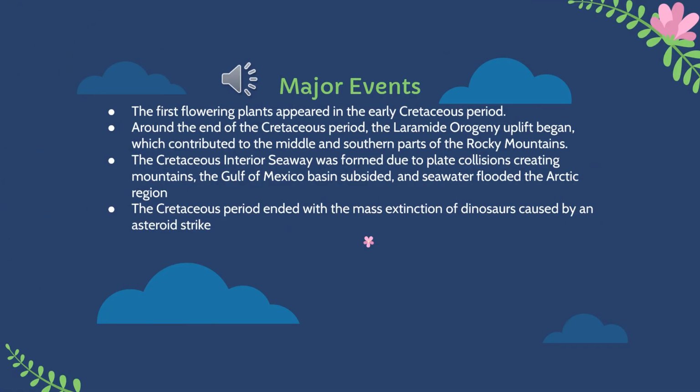Major events. The first flowering plants appeared in the early Cretaceous period. Around the end of the Cretaceous period, the Laramide orogeny uplift began, which contributed to the middle and southern parts of the Rocky Mountains. The Cretaceous interior seaway was formed due to plate collisions creating mountains, the Gulf of Mexico basin subsided, and seawater flooded the Arctic region. The Cretaceous period ended with the mass extinction of dinosaurs caused by an asteroid strike.